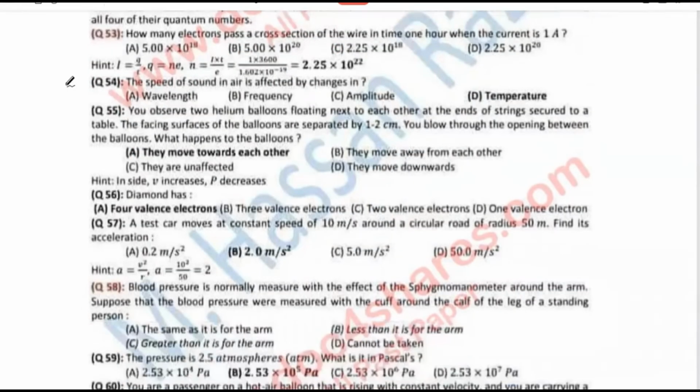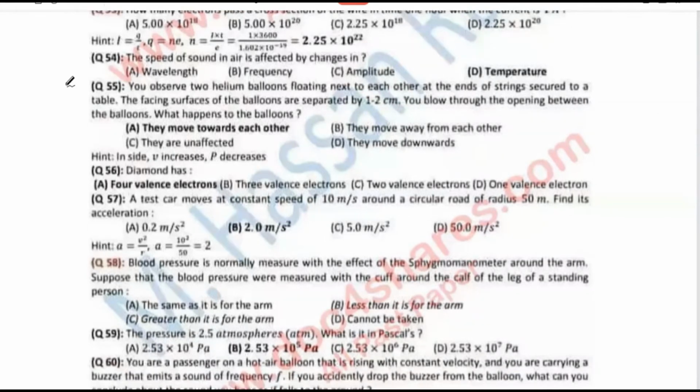Blood pressure is normally measured with the cuff of a sphygmomanometer around the arm. Suppose that the blood pressure were measured with the cuff around the leg of a standing person. So which of the following answers is the same as it is for the arm?